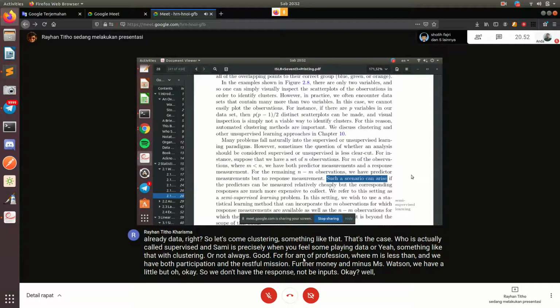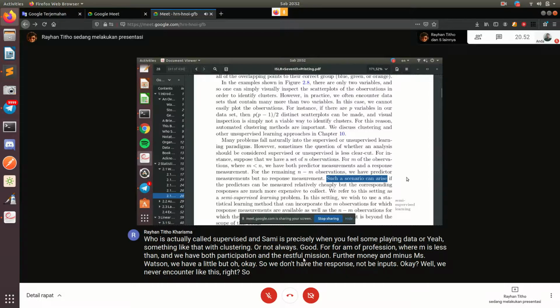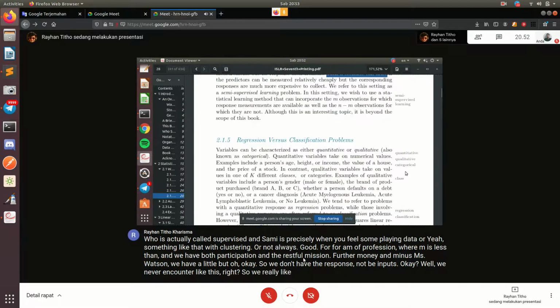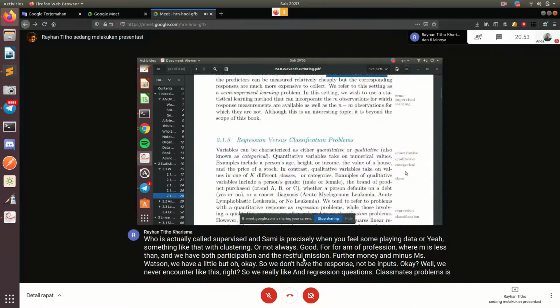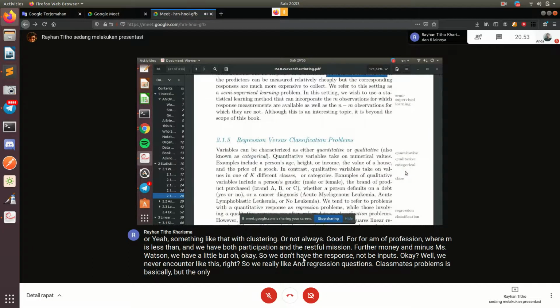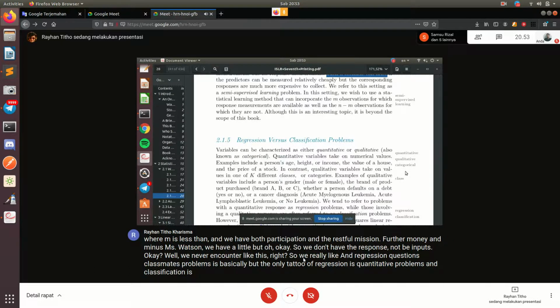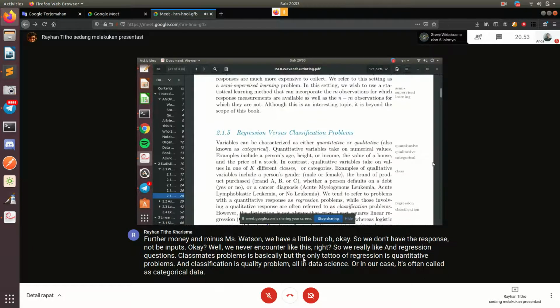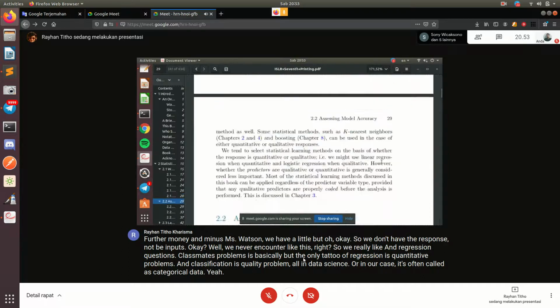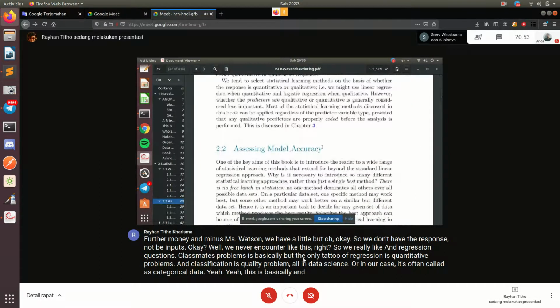We never encounter something like this, right? So we're really lucky. And regression versus classification problems is basically about quantitative versus qualitative. Regression is a quantitative problem, and classification is a qualitative problem, or in data science, it's often called categorical data. Okay, this is basically it, and this is next week's material.